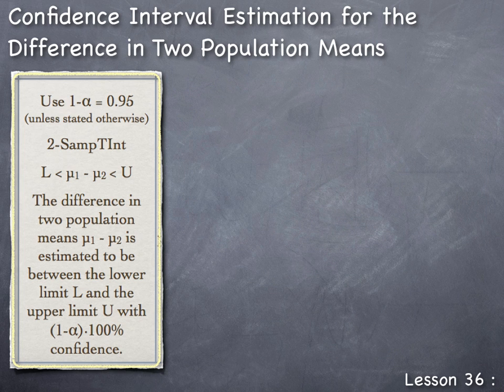So now we can try the following examples to help demonstrate how to construct confidence interval estimates for the difference in two population means.